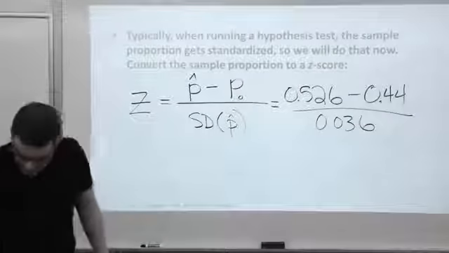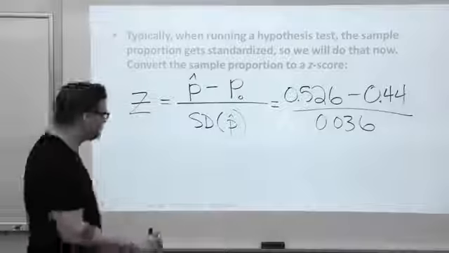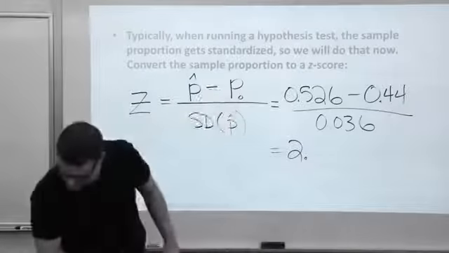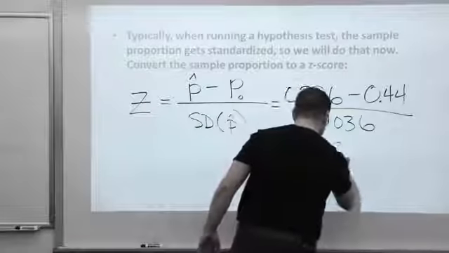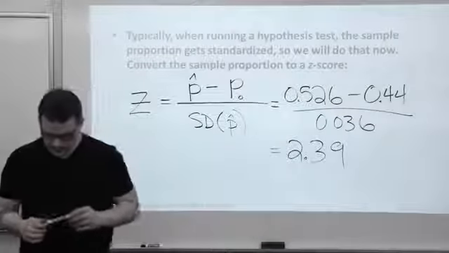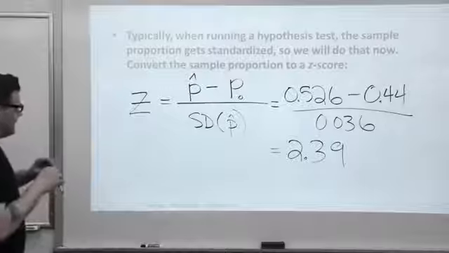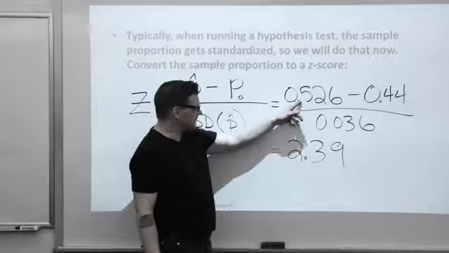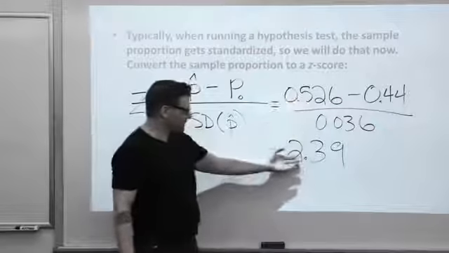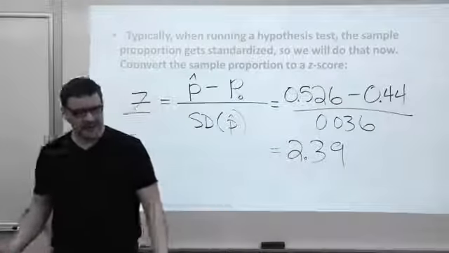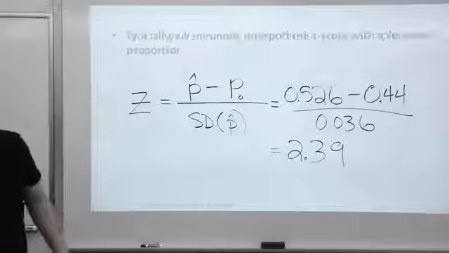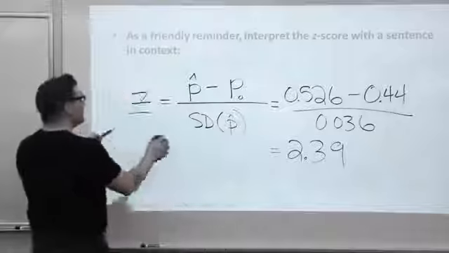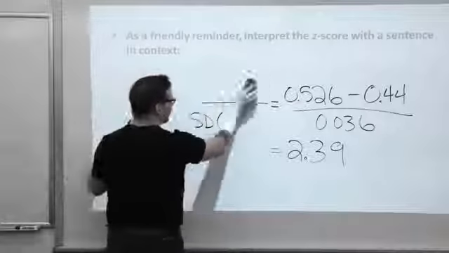I think I wrote these down before. I got like, let's see here, 2.39. All right, so I guess that's telling us what? That our data value, the p-hat from the data, is about 2.39 standard deviations above the mean. And immediately we know, oh, that's sort of on the unusual side, right?